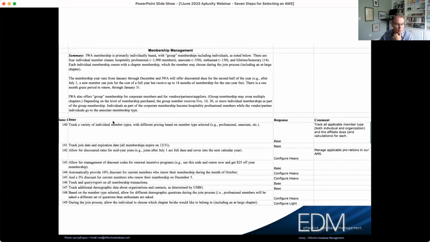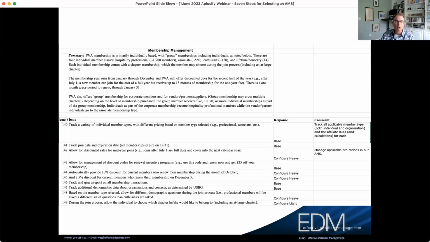So if you look at 142, for example, that configure heavy is worth 2 points. But if it's a must-have, then that goes to 4 points. And the reason that's important is because another vendor, if they said it was base, which gives them 4 points, you double that, that's 8 points. So you can see that makes a greater spread between the two. And that's why we kind of double those. But we go through the responses and score those up.